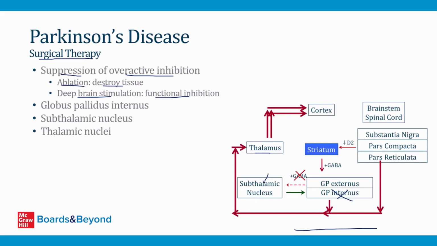You also could inhibit the subthalamic nucleus. Remember, this normally activates the GP internus. So by destroying or inhibiting this, you stop activating the GP internus and you get less inhibition of the thalamus. And then there are also ways to directly target thalamic nuclei so that you improve their signals going to the cortex. Hopefully, much of this makes sense to you now that you understand the indirect pathway is overactive in Parkinson's disease, and the surgery is designed to stop that overactive inhibition.